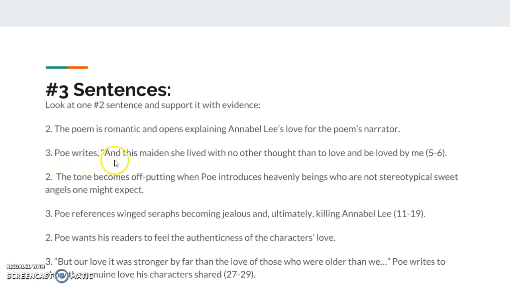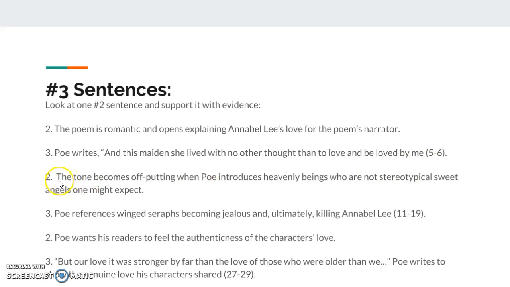Poe writes, "and this maiden she lived with no other thought than to love and be loved by me." Oh, I need a quotation mark right there. And then, of course, there's my parenthetical citation. In a poem, you have to make sure it's clear what poem you're referring to, which will be two sentences ahead where I write about Annabel Lee. I mentioned Poe again, so I just need to write the lines that it appeared on. So really what I'm missing is a quotation mark right here, and that's a perfect parenthetical citation.